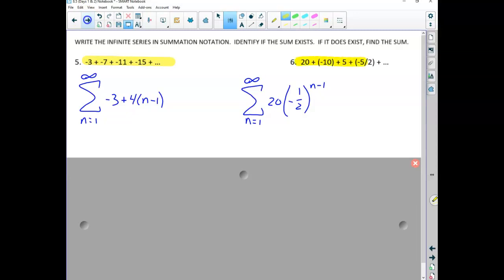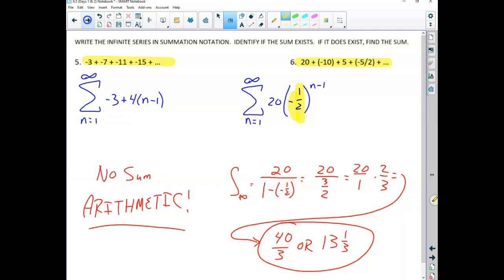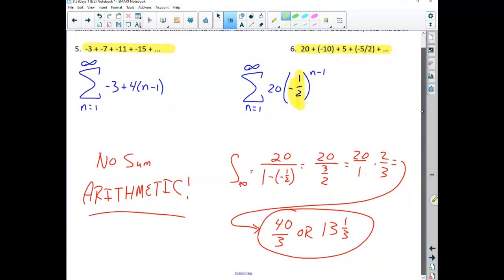What do you notice about these guys? They're getting smaller and smaller. This little devil, check it out, there's r. r is great. The absolute value of it is less than 1. Therefore, it's going to have a sum. The other one did not because it's arithmetic, but I take my first term 20 and I divide it by 1 minus the common ratio.